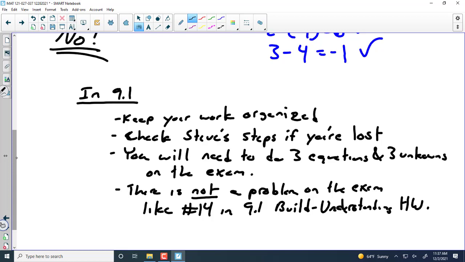But when you're doing your homework, the very last problem, I believe, in 9.1, problem number 14, is a story problem. I did not put one like that on the test. So do it so you can get the homework credit, but don't spend your whole weekend worrying about it because you think it's going to be on the test, because I didn't do that one.